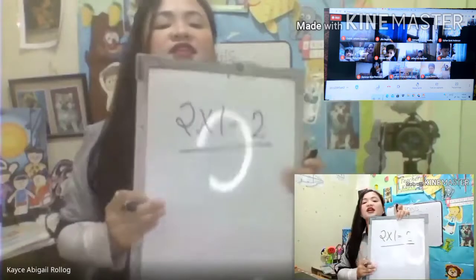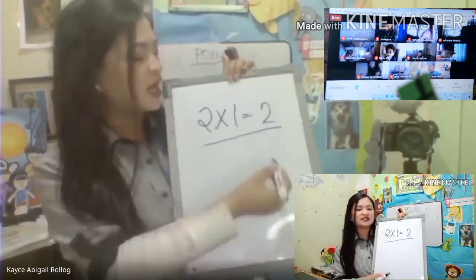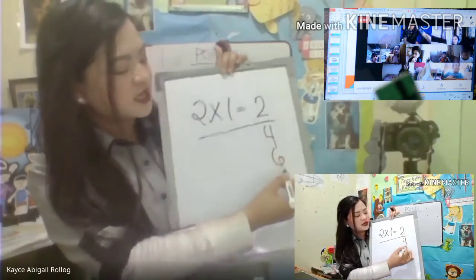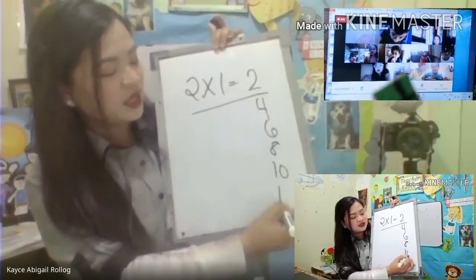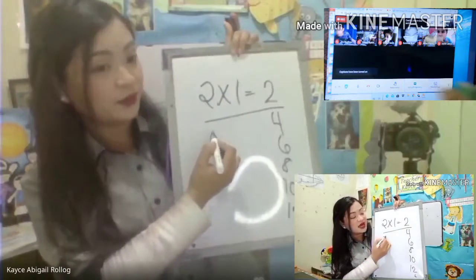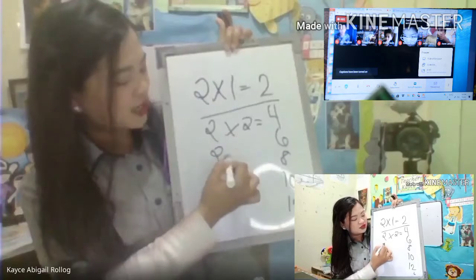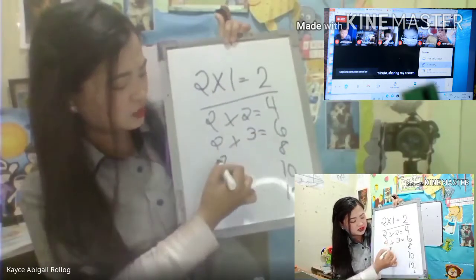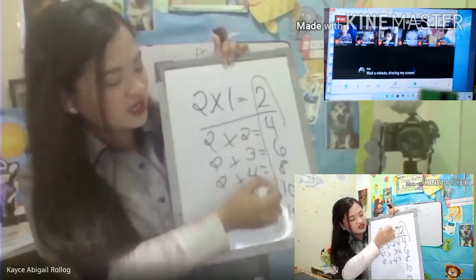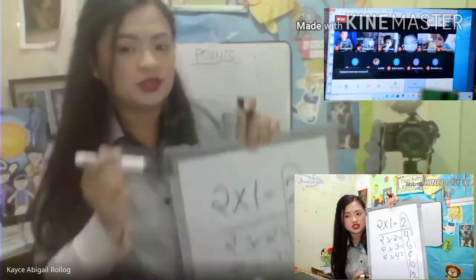This is identity property of multiplication. So we also have the skip counting of 2: 2, 4, 6, 8, 10, 12, until 20. This one will answer our multiplication table. So 2 times 2, you got 4. 2 times 3, you got 6. 2 times 4, you got 8. So you have the skip counting as the answer for multiplication table 2.